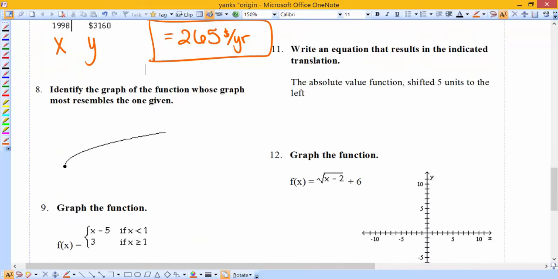All right, number 8, identify the graph of the function. So this should have been a pretty easy one. You guys had your library of functions to look at. Just from the shape of this, this is a square root graph. That's just knowing what you're looking for.